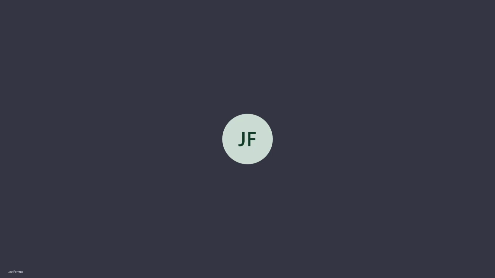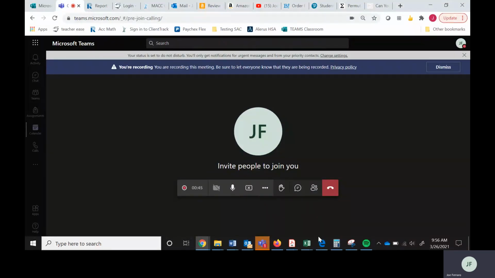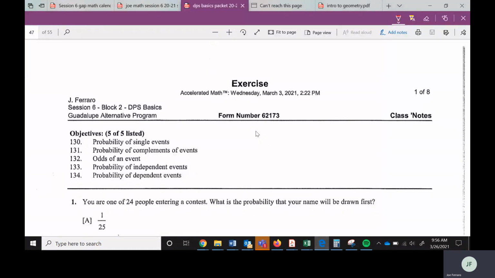So we're looking at basic probability today. Grab your packet. If you don't have your packet, hit pause, go grab your packet, and then you'll be turning towards the end to a page that looks like this.